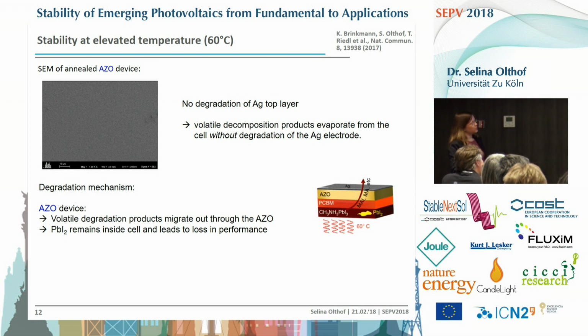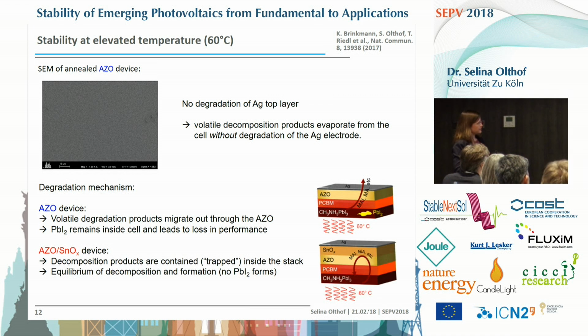And these components can leave through the PCBM, through the AZO, out of the device. But intriguingly now, they don't react with the silver. So somehow water has to be present to make this reaction with the silver. And in the case of the double layer, which is, as I said before, very dense, these dissociation products, so the MAI and the MA and so on, they are trapped inside the device.